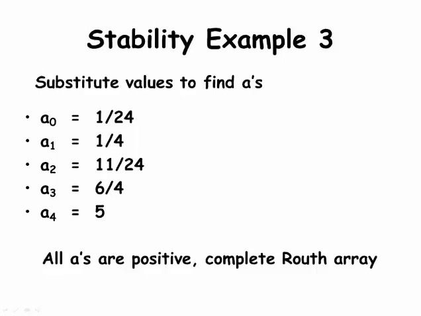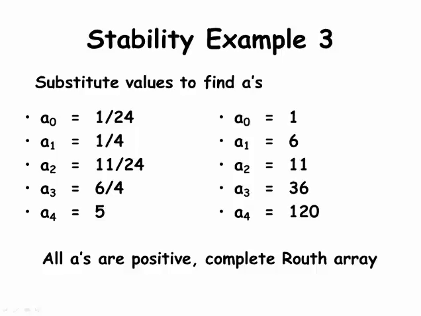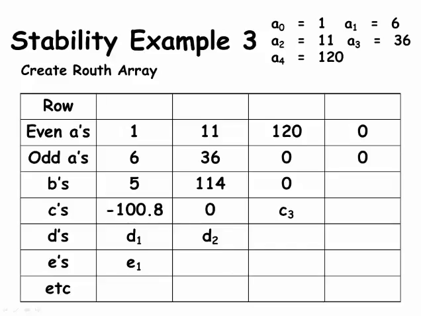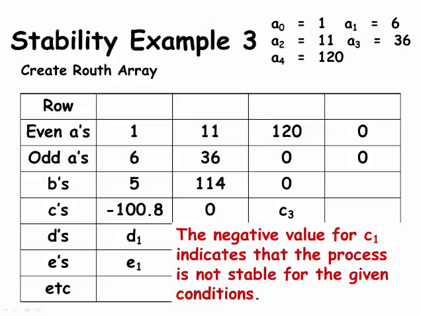We have fractions. To avoid using fractions, we multiply by 24 to get the coefficients in the right column. If we apply the first test, all of the coefficients are positive, so we go and complete the Routh array. Here is the completed Routh array with the characteristic equation coefficients in the first 2 rows and the B's and C's calculated. Once we get a negative value in the first column, we can stop. The negative C1 value means that this process is not stable.